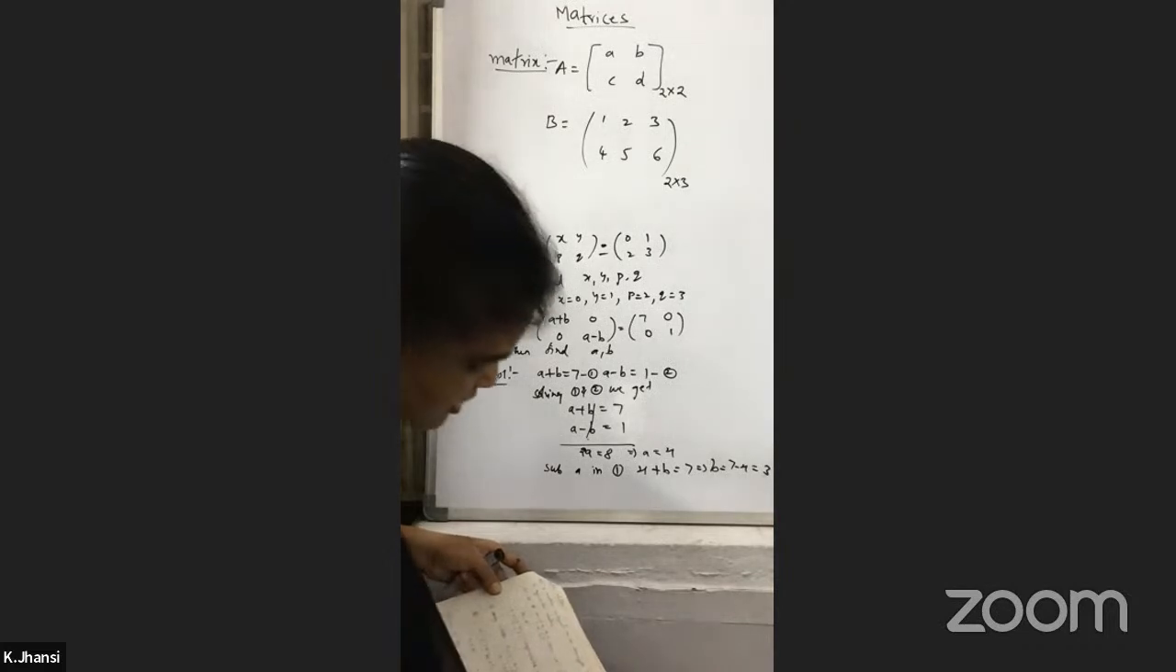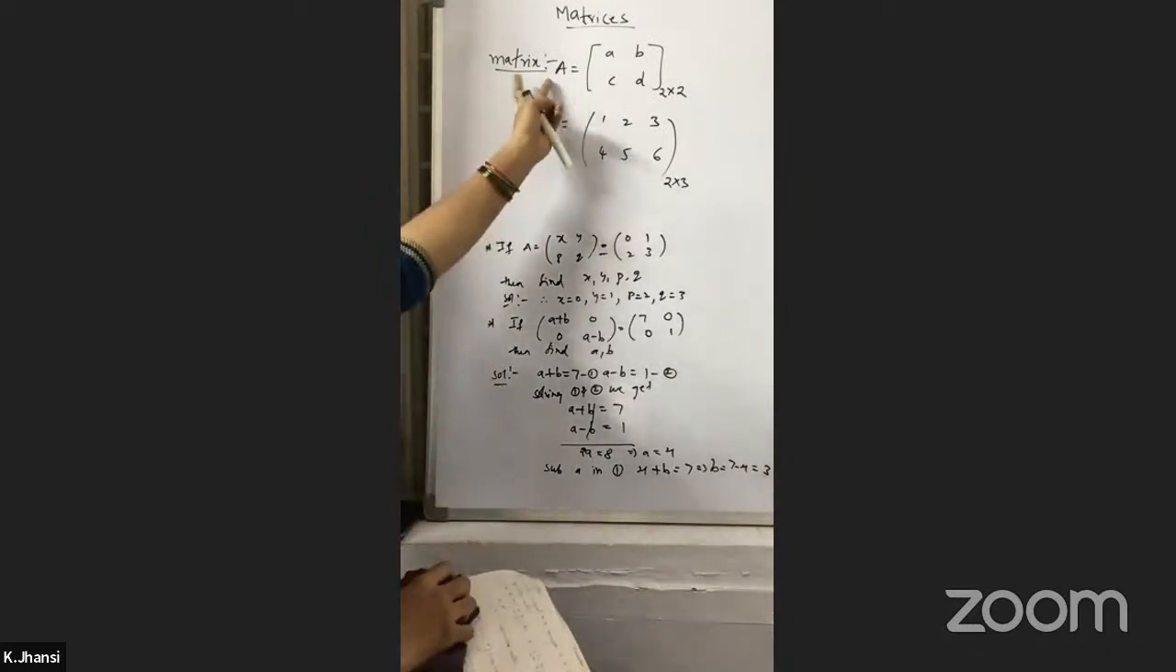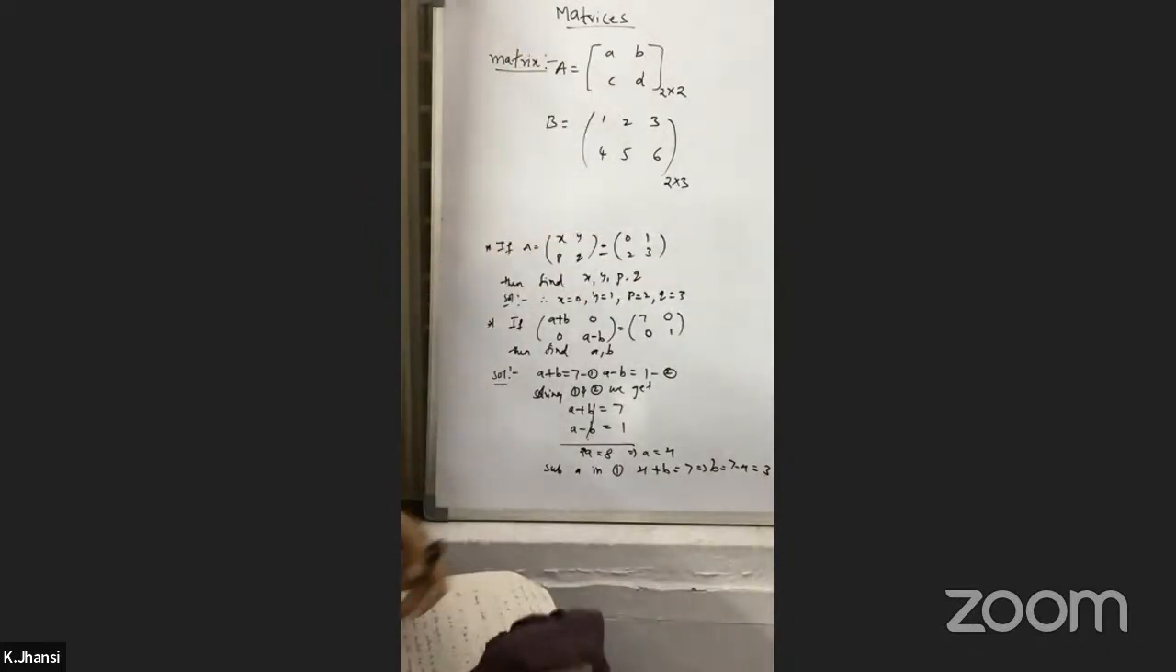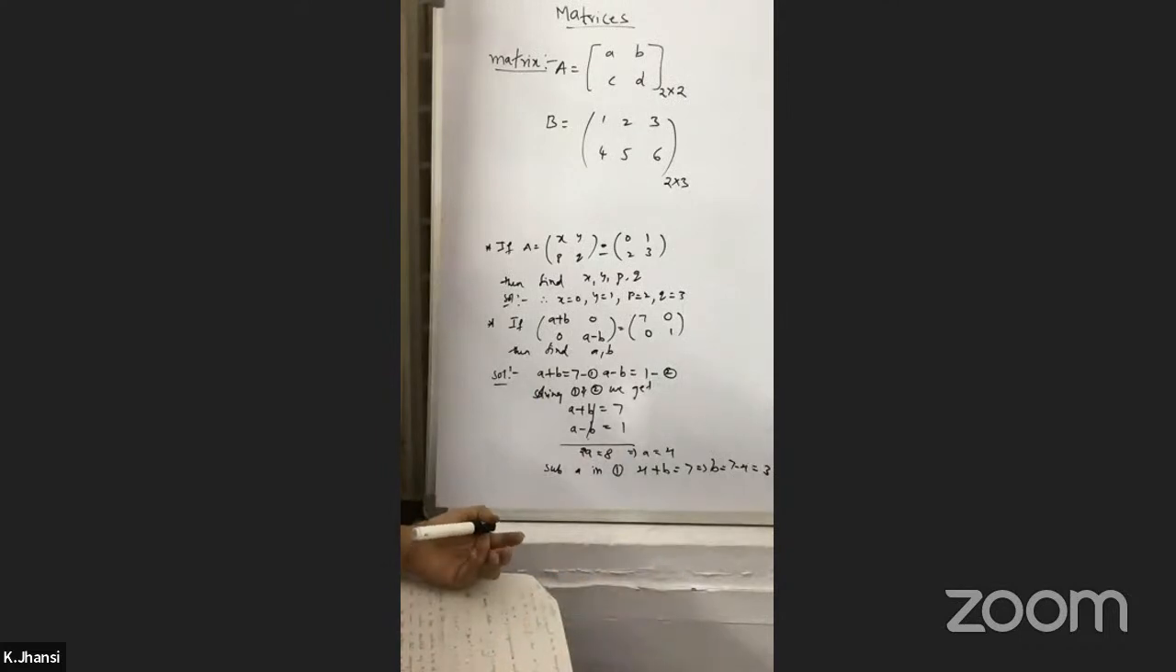Symmetric matrix means if a matrix is equal to its transpose, that is, matrix A and its transpose, both have the same values, then we call it a symmetric matrix. So on this exercise, you are not having any problems. And also next we have addition of matrices or subtraction of two matrices.